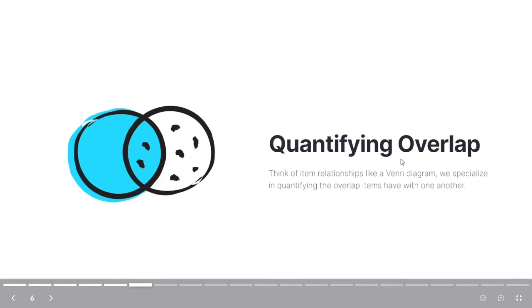And then we go one step further. Let's say we were on ASOS and on the left-hand side, this was 50,000 page views for a t-shirt, and on the right-hand side, this was 100,000 page views for a jumper. What we're trying to do here is quantify the overlap between these items. How similar are these items to each other? And what behavioral data do we have surrounding these items?